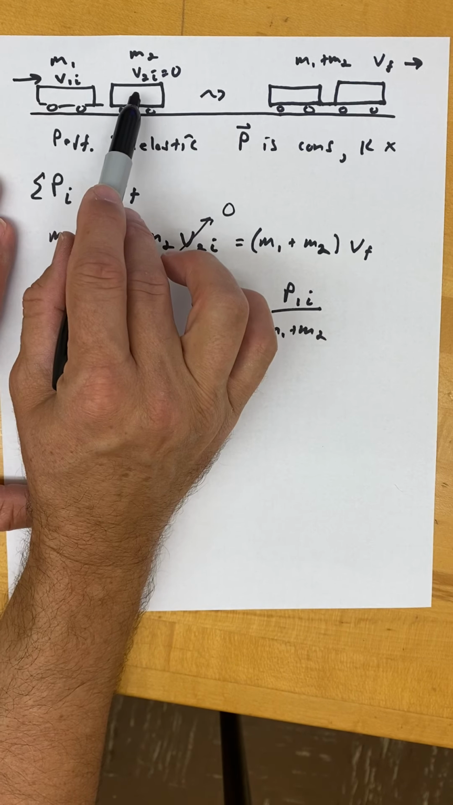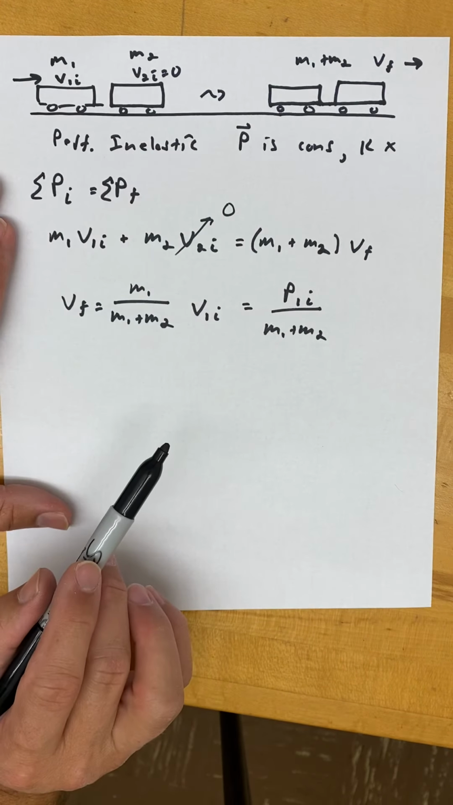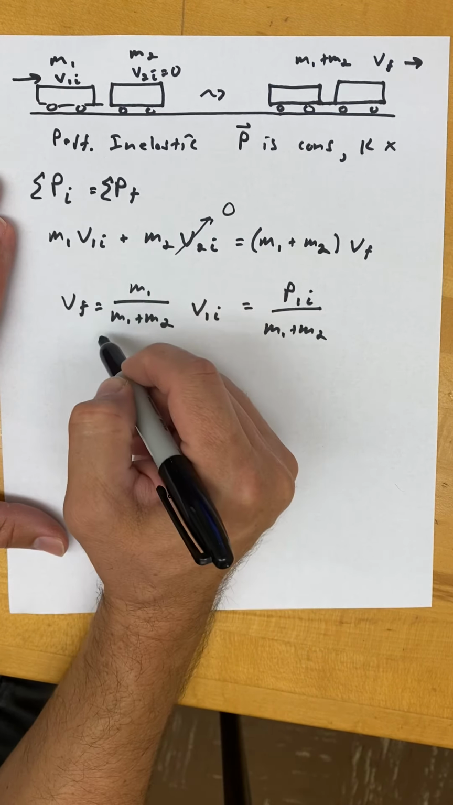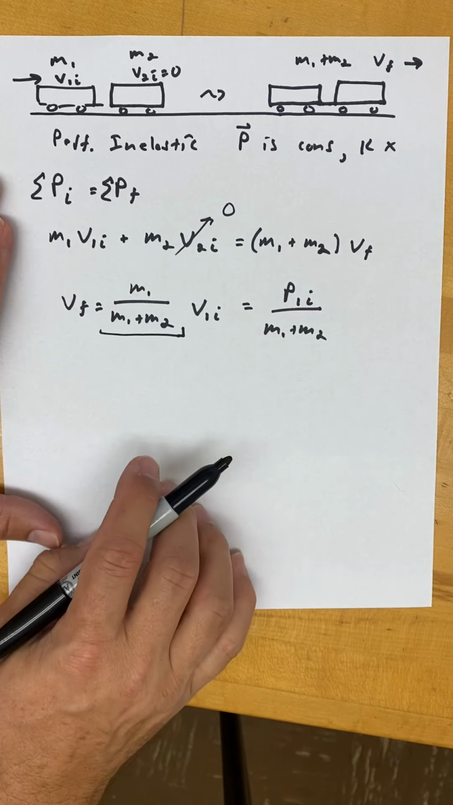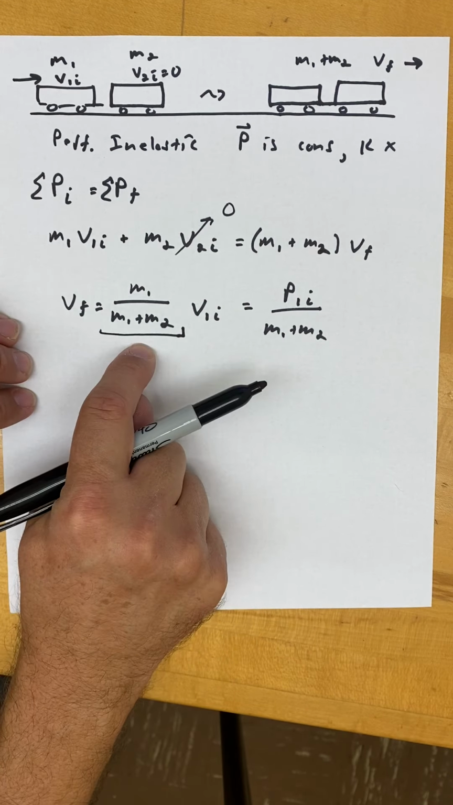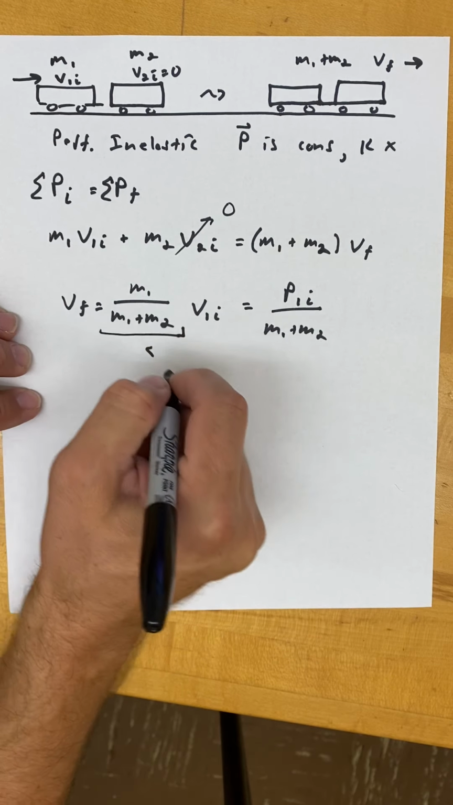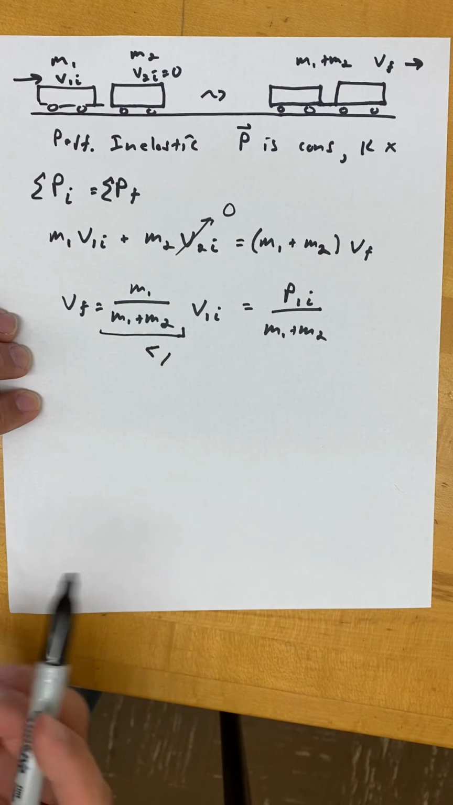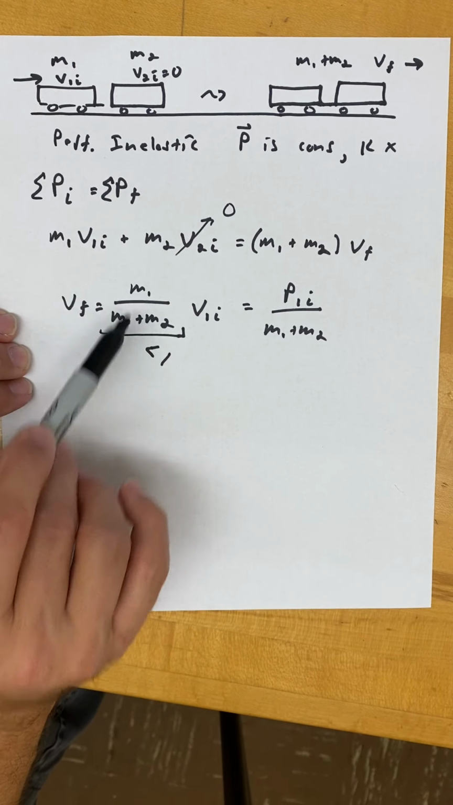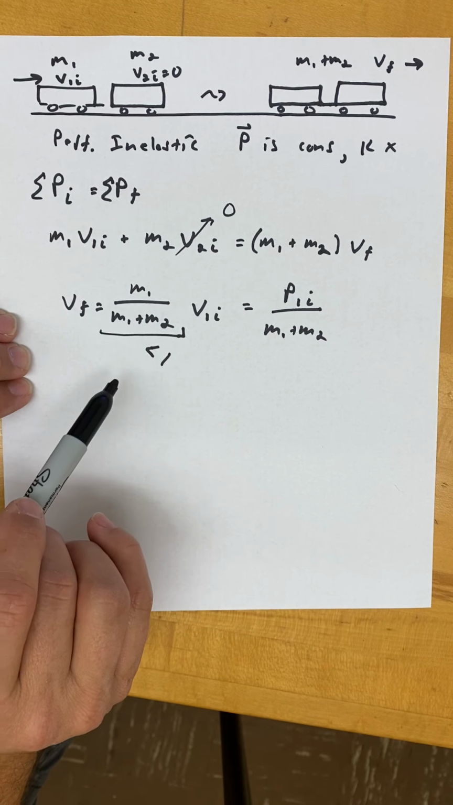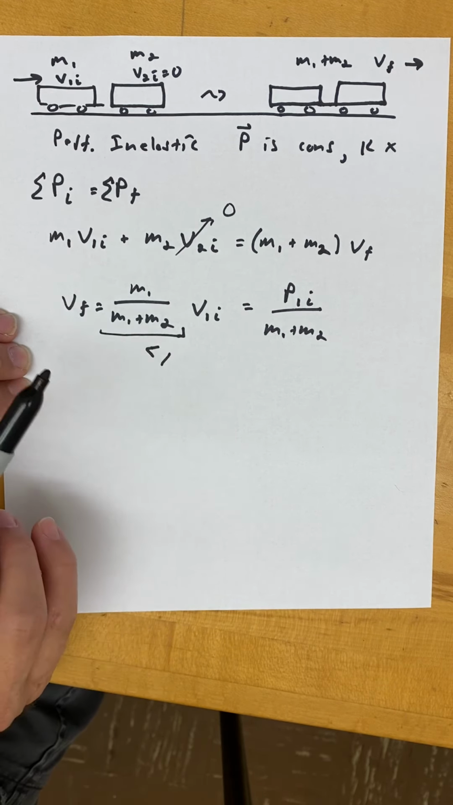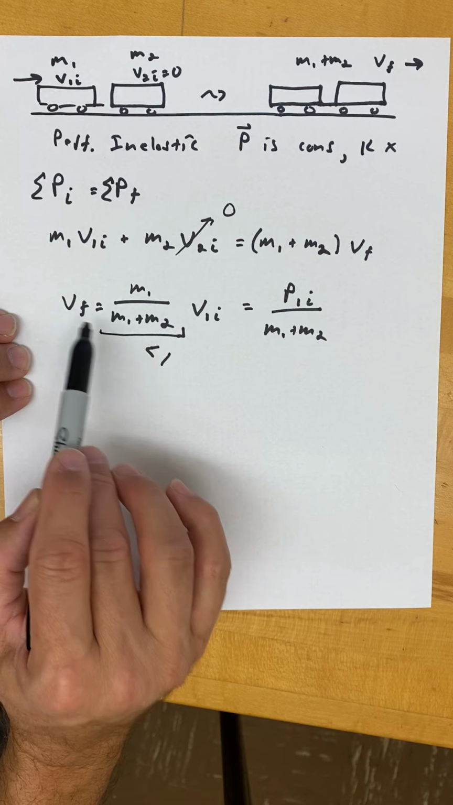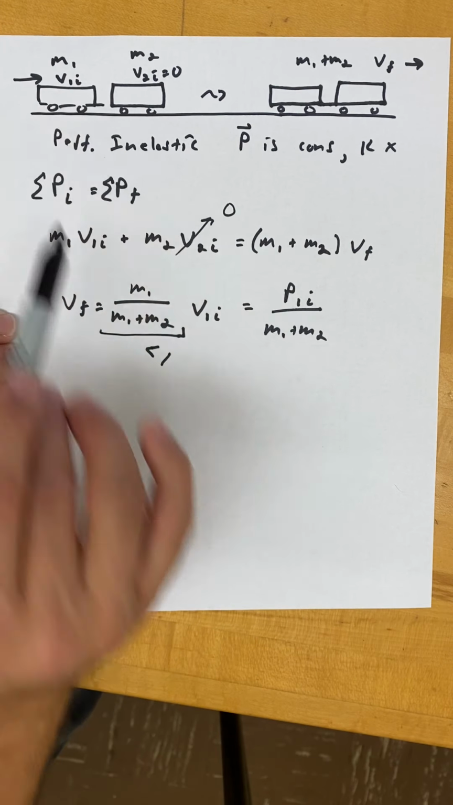Again, this is all the special case of v2 initial being 0. But if that's the case, then this equation is valid. Let me call your attention to the coefficient here, the ratio of the masses. This is always, always, always less than 1. How do I know? Well, masses are all positive. There's no such thing as a negative mass, at least not in this universe. So m1 over something bigger than m1 is always going to be less than 1. The denominator is always larger than the numerator. So the final velocity here is always going to be some fractional value of the initial velocity.